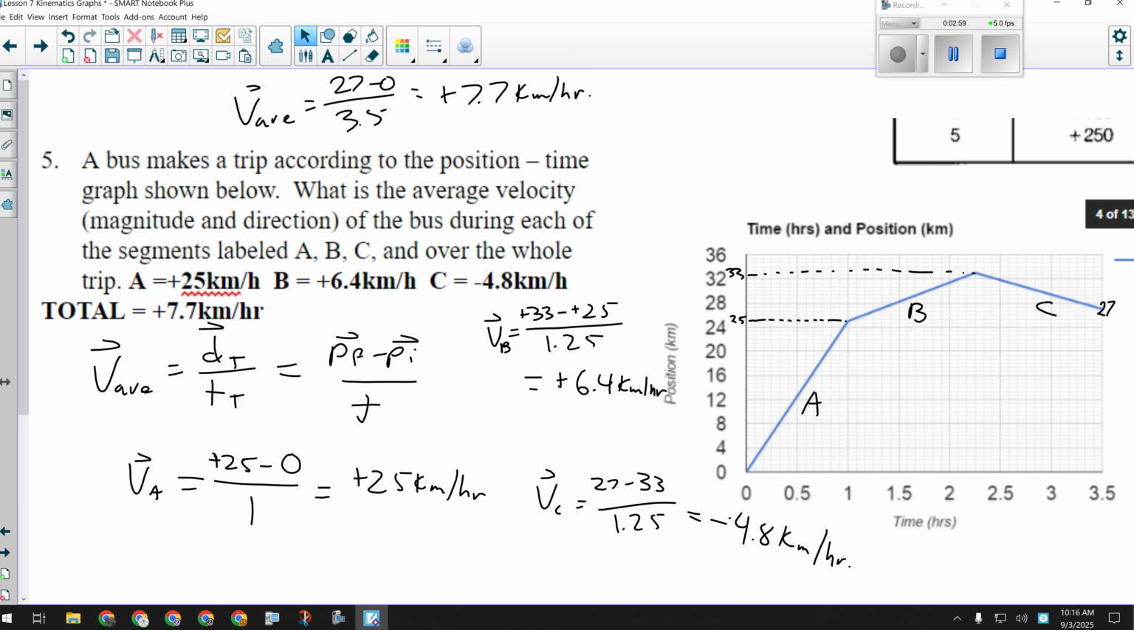Any questions on what we did there? If you were in my Science 10 class, you've seen that graph before because I put it on a quiz. So you've definitely seen that one before.